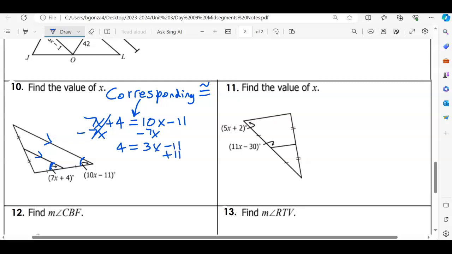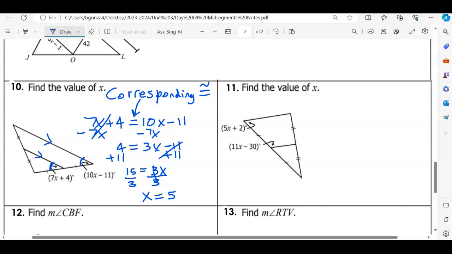Get rid of the loner. And then divide by 3. X equals 5. Again, I'm doing this fast because we've done this so many times. You get rid of the smaller x, get rid of the loner, divide, okay? But you just got to know how to set it up. So when you see angles, if they're corresponding, set them equal. One last problem, y'all ready?